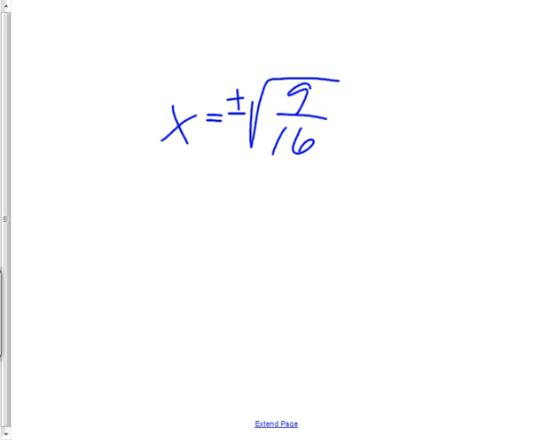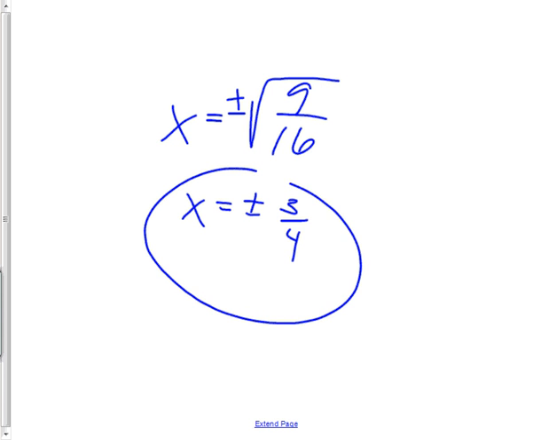Because what's the square root of 9 over the square root of 16? So it's x equals plus or minus 3/4. See what I'm saying? Sometimes you can do the square roots. That other one had like square root of 8. I don't know what that is, so I have to leave it.